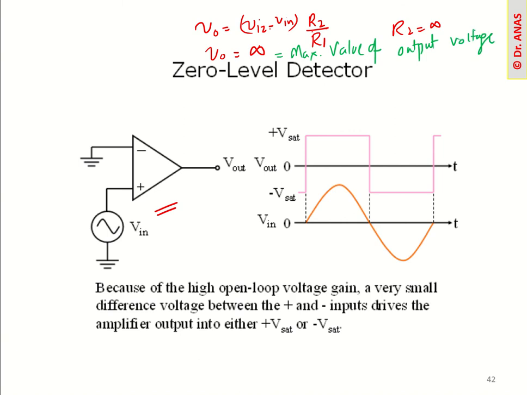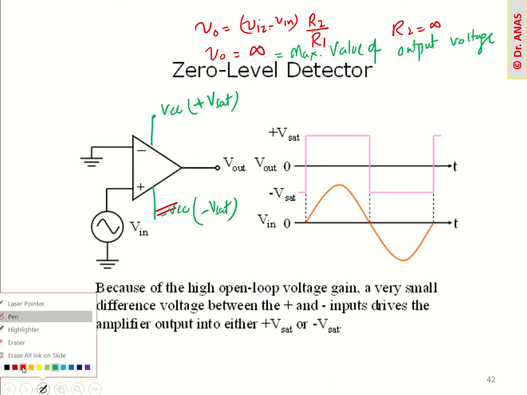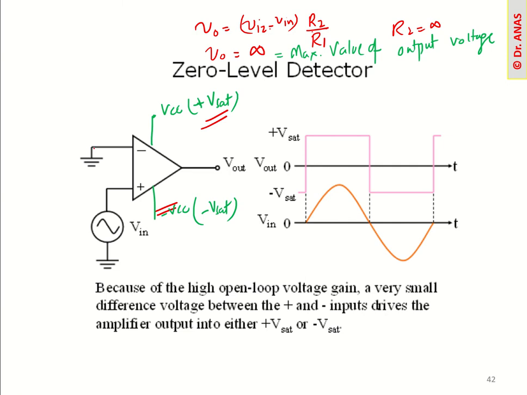So we know that the maximum value which we can get is the saturation value, which is depending on the VCC and minus VCC. So from here we can get the positive V saturation, and here we can get the negative V saturation. We know that we have some difference between the VCC and the saturation level, right? So that is the maximum value which we can get. Okay, so here we know that V1 is 0.